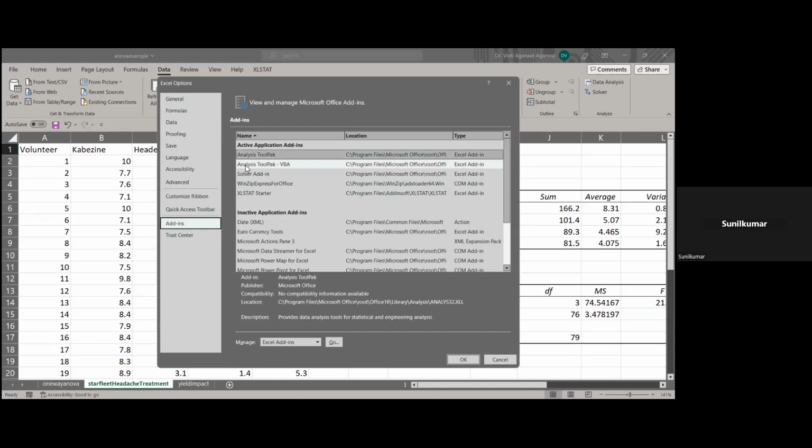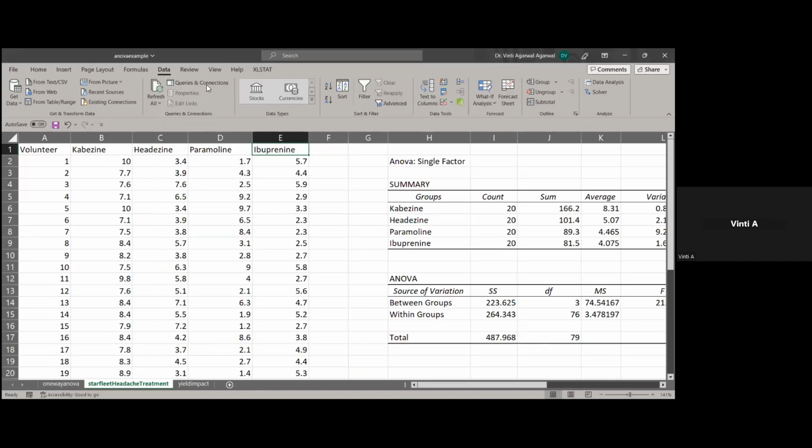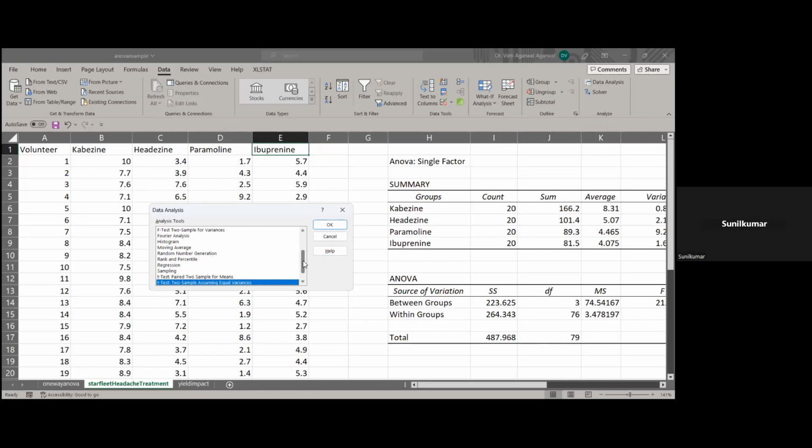Okay. And then just click OK. So when everybody clicks on OK, then on your Data bar, you will have something called Data Analysis. And when you click on this Data Analysis, it will give you some set of tools.